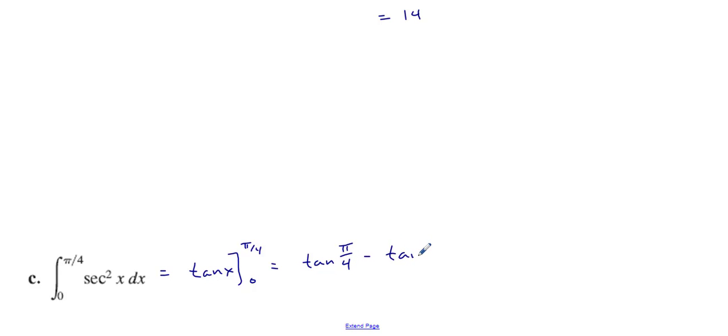Minus tangent of 0. Now remember, tangent is sine over cosine, right? We know at pi over 4, sine is root 2 over 2 and cosine is root 2 over 2. So tangent of pi over 4 is just equal to 1. Minus tangent of 0. Well, sine of 0 is 0 because the height is 0, right? And then cosine of 0 is 1. So 0 over 1 is 0.